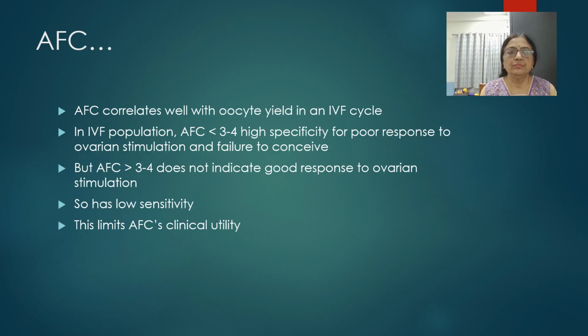Antral follicular count correlates well with oocyte yield in an IVF cycle. It is the same as anti-Mullerian hormone, in that it gives useful information related to the number of retrieved oocytes. In the IVF population, if antral follicular count is less than 3 to 4, it has a high specificity for poor response to ovarian stimulation and failure to conceive.